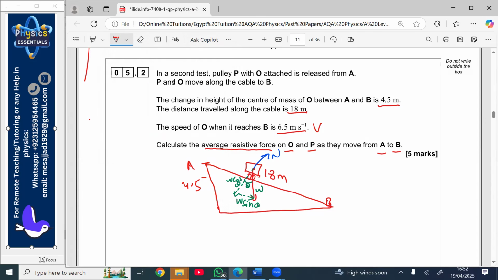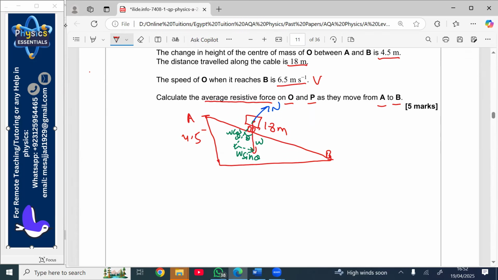Now let's take the red pen again. Now I will simply say, whenever you have a question in which a body is coming down an inclined plane, it means that you have to consider changes in the gravitational potential energy and the kinetic energy. This is the easiest approach you can have. So I will do the same. Change in gravitational potential energy is equal to change in kinetic energy.